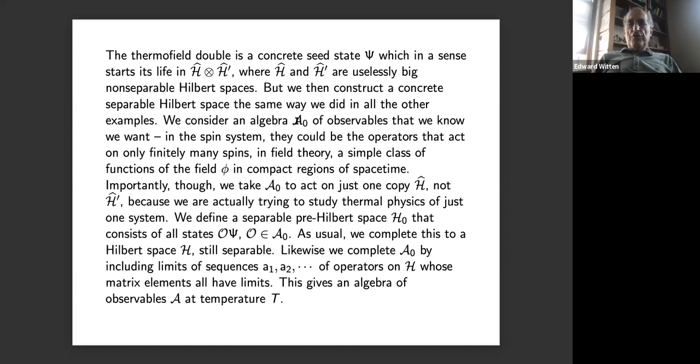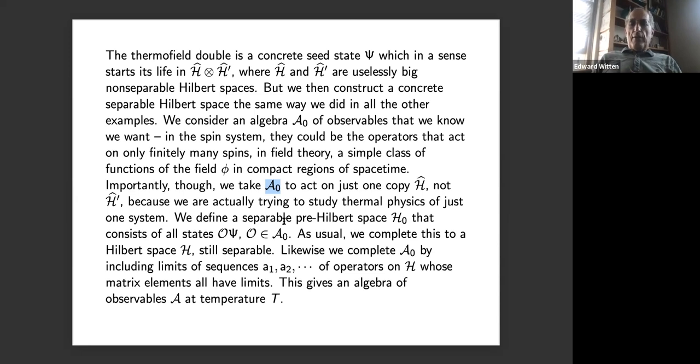We consider an algebra A0 of observables that we know we want. For example, in the spin system, this would be the operators that act on only finitely many spins in the original system, in the first copy. In field theory, we could take a simple class of functions of the field phi in compact regions of spacetime, again on the first copy, the copy we're actually interested in studying. But importantly, we take the simple algebra to act on one copy, not on the second copy, because the goal of the exercise is to study the thermal physics of one system. The second system was introduced because otherwise we couldn't get down to a reasonable Hilbert space.